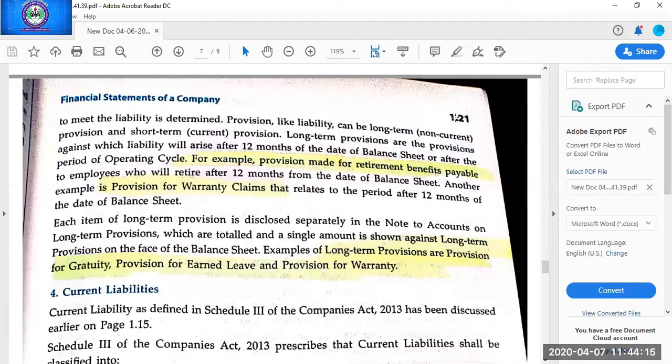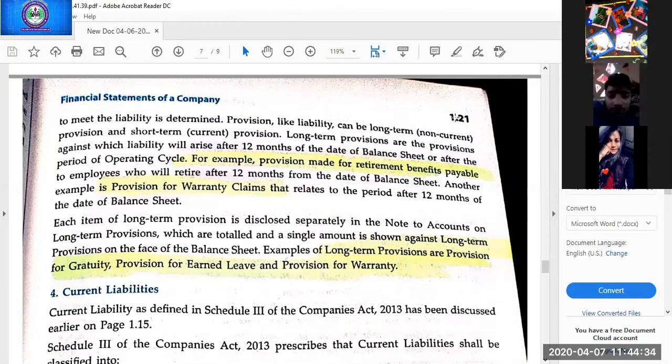So that amount is the liability for the firm, but that liability will be paid only at the retirement of the company. So it's a long-term provision. We have prepared ourselves by making a provision for this. So write down the example: provision for retirement benefits.